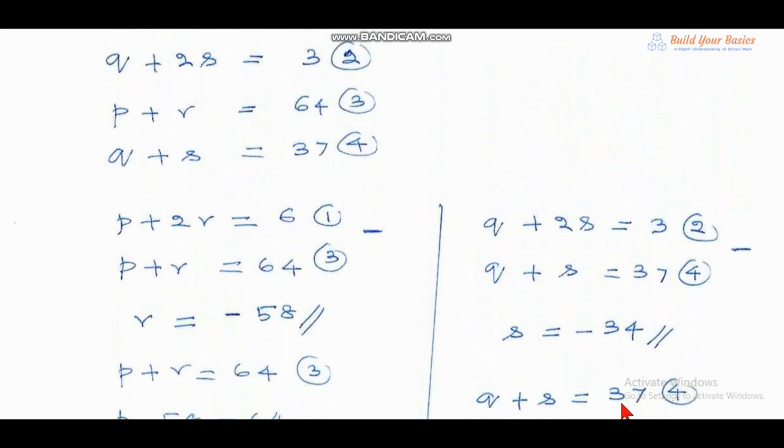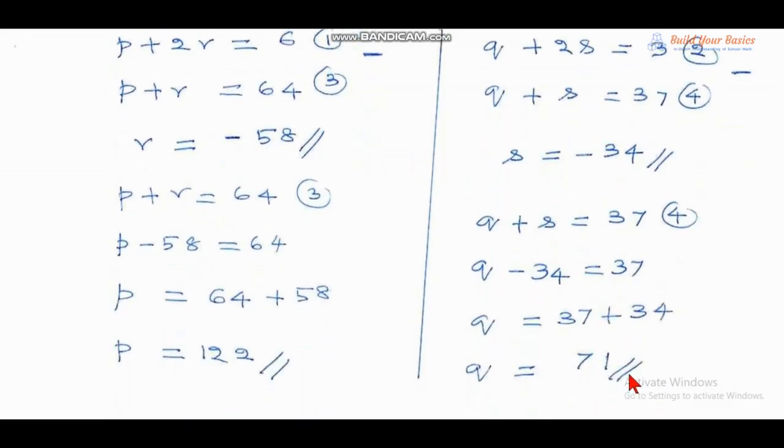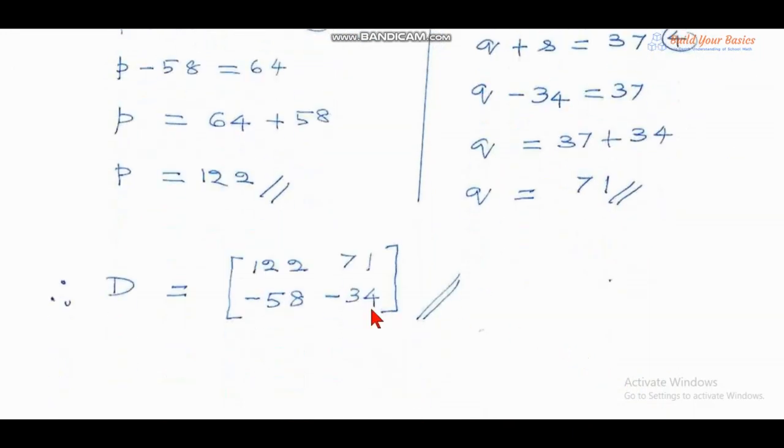Now we have Q plus S equal to 37, fourth equation. We know the value of S. Q minus 34 equal to 37. That is Q equal to 37 plus 34, that is 71. Q equal to 71. So the values of P, Q, R, S are known. So we can write down the matrix D. [P, Q; R, S], that is [122, 71; minus 58, minus 34]. That's all.